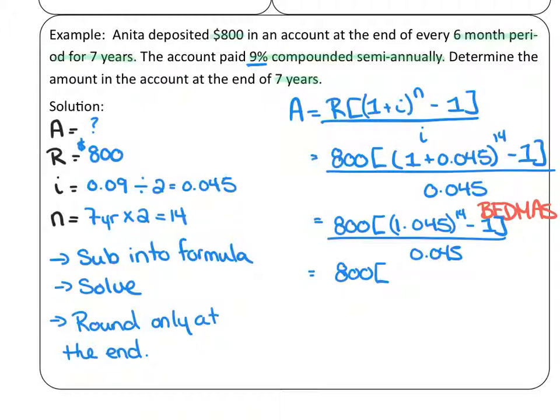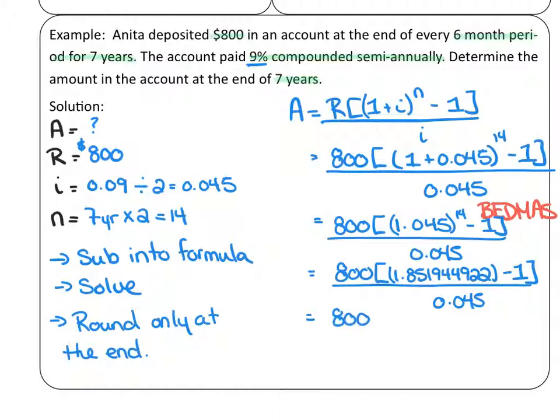1.045 to the exponent of 14, which is 1.851944922. See, I carried everything that I could. Minus 1, all divided by 0.045. We'll subtract the 1, so it becomes 0.851944922. Don't round, guys.